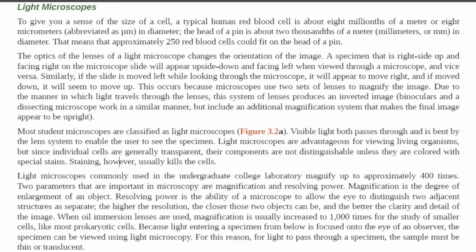When oil immersion lenses are used, magnification is usually increased to 1,000 times for the study of smaller cells, like most prokaryotic cells. Because light entering a specimen from below is focused onto the eye of an observer, the specimen can be viewed using light microscopy. For this reason, for light to pass through a specimen, the sample must be thin or translucent.